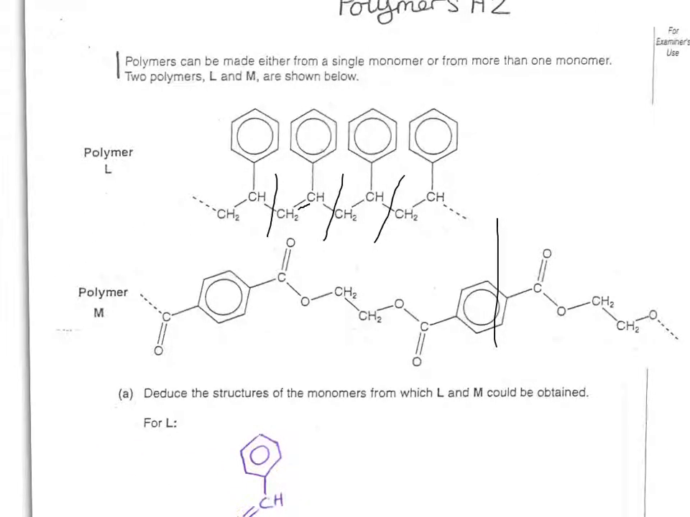Polymer M, we can see that there's a very different backbone. If we follow it through, we've got carbons, oxygens, and also benzene rings within that. So this must be a condensation polymer. So what we're looking for is either an ester or an amide link. And I can see here that we've got a carbonyl next to an oxygen, carbonyls next to oxygens, so this must be a polyester. So we're going to break the ester links.